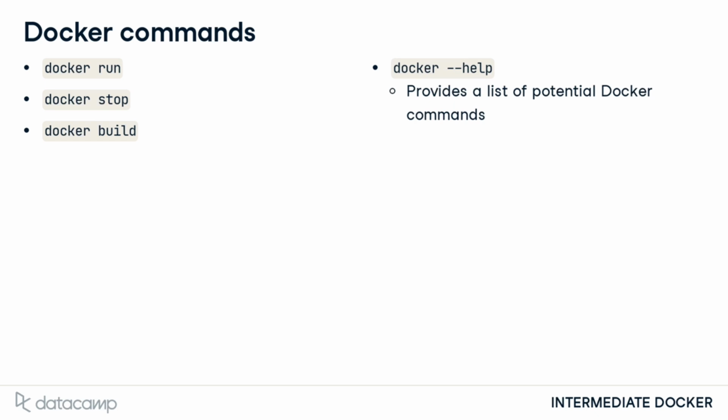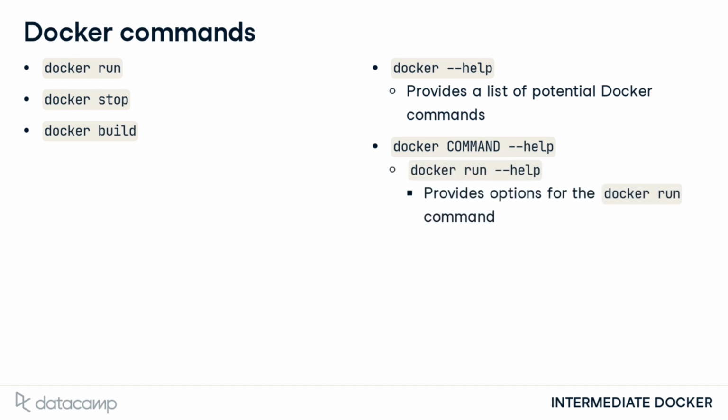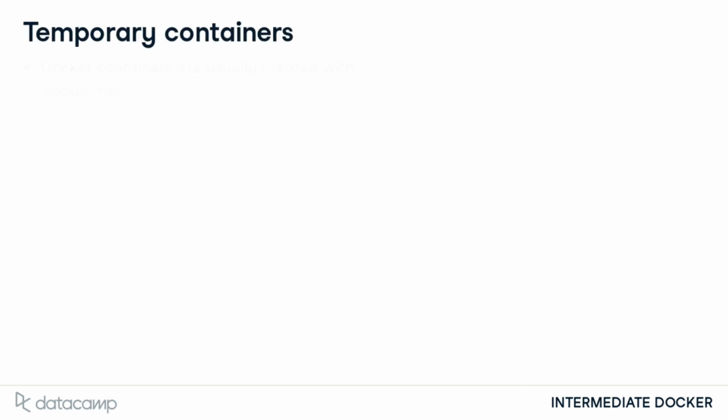docker --help provides a list of the available commands within the Docker toolset. For each of these commands, sometimes called subcommands, you can also run docker command --help to get further information about each individual command. For example, you can use docker run --help to get more specific information about the docker run command. Docker containers are typically created with the docker run command.